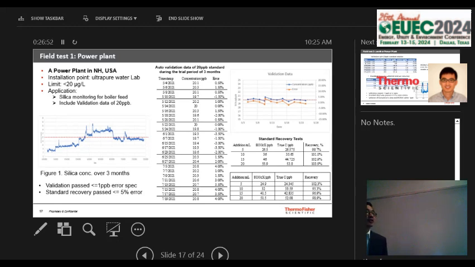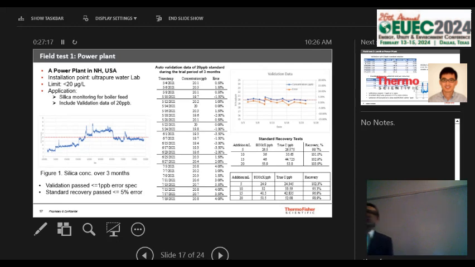So in this case, we monitor here over 3 months. Everything is shown, including the validation data. So we validate every 2 days to say, hey, we're gonna measure a standard bottle. We put it in every 2 days, and it's this 20 ppb. What's our measurement data? It shows 20.1, 20.3, 17.9. Everything is good. See here, within 1 ppb, right?